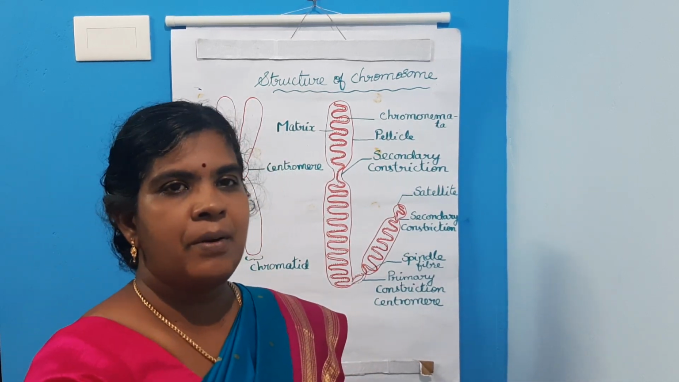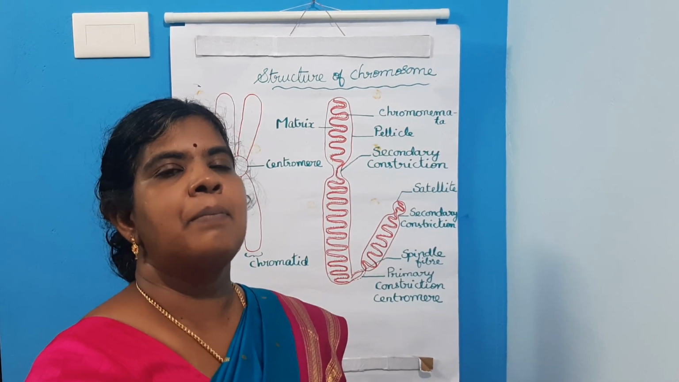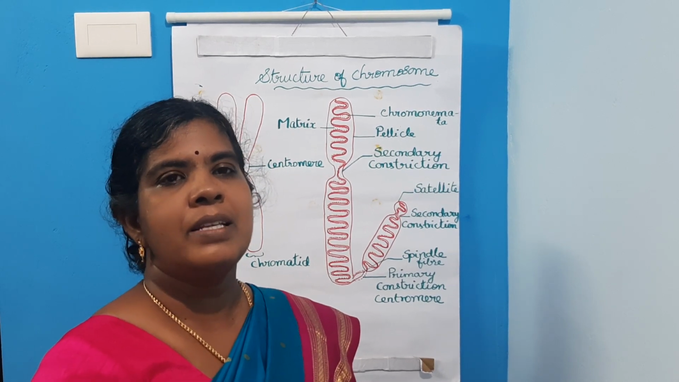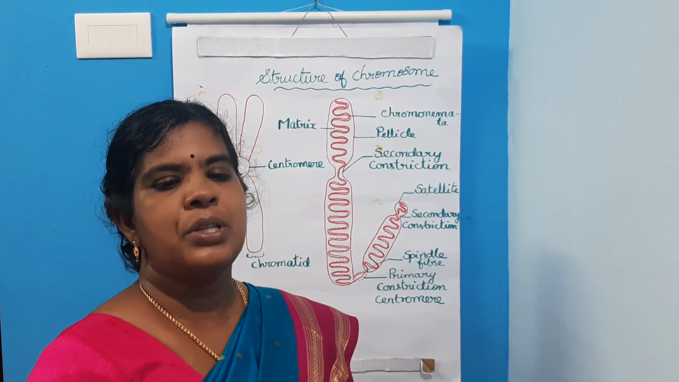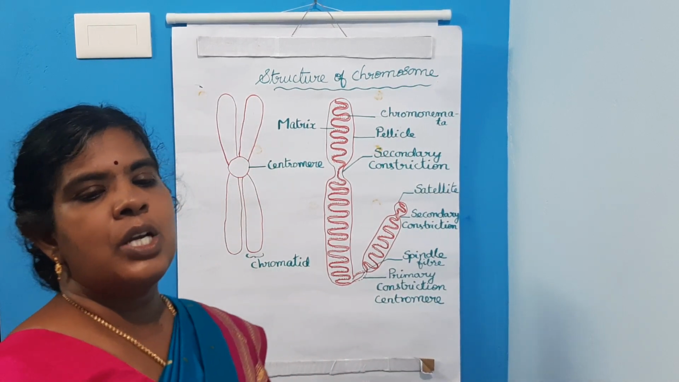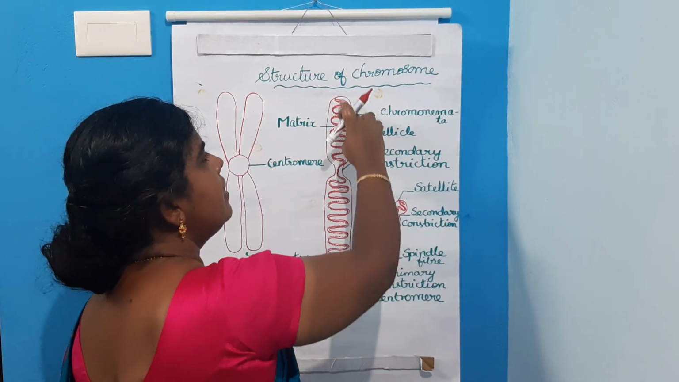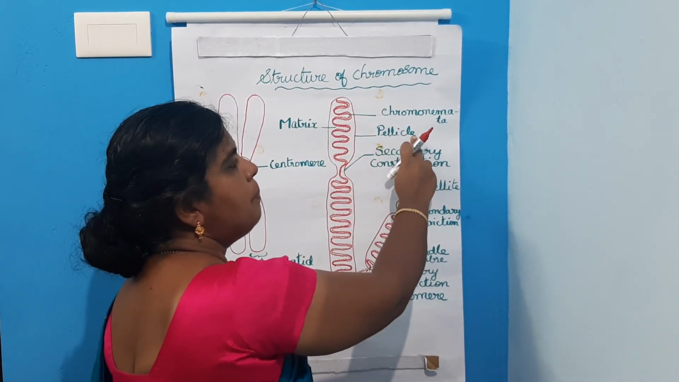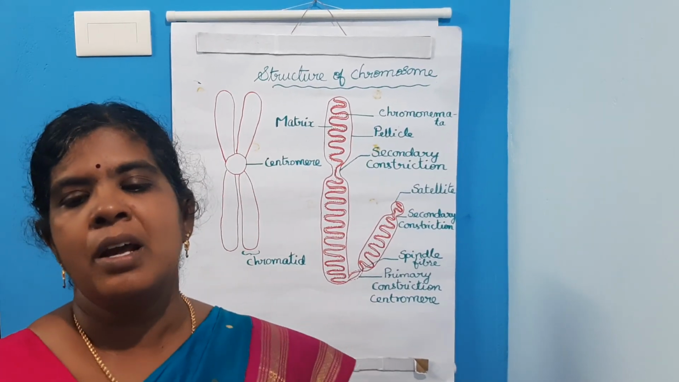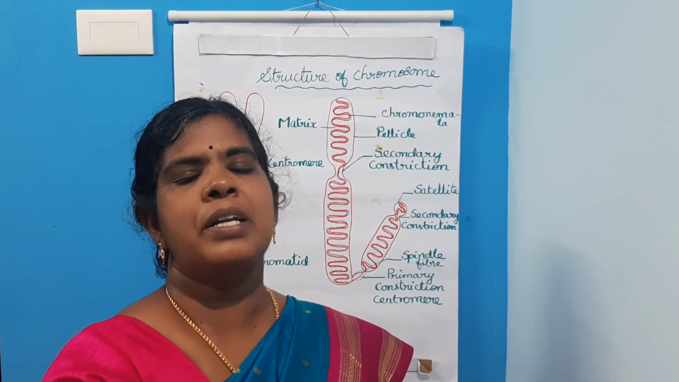Chromosomes are made up of DNA, RNA, proteins and metallic ions. These proteins provide the structural support to the chromosome. The chromosome consists of four important parts. The outer covering of the chromosome is called the pellicle.